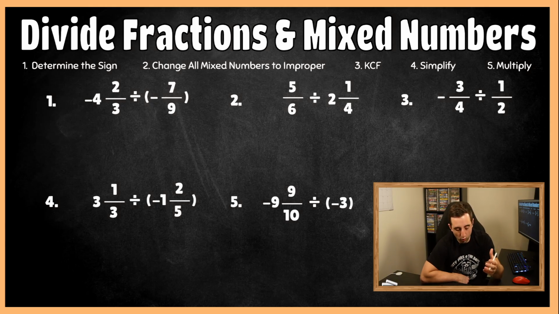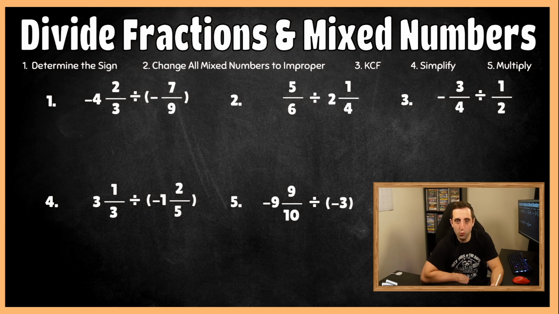Well, if we take a look at number one, we have negative 4 2/3 divided by negative 7/9. Now they have the same sign. They're both negative values. So if they ever have the same signs, both negative or both positive, your final answer at the very end is always going to be positive. So for number one, our final answer when we're all said and done should be a positive solution.